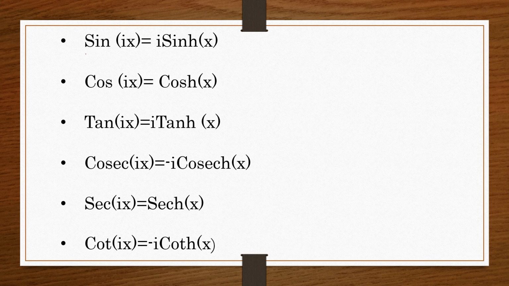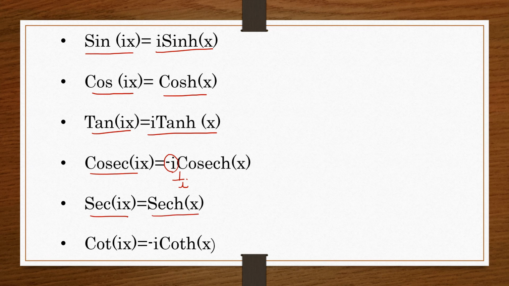So according to this, sin iota x is iota sinh x. Cos iota x is directly converted to the hyperbolic function. Tan iota x is iota tanh x. Cosec iota x is minus iota cosech x, or you can write this minus iota as 1 by iota. Similarly, sec iota x is equal to sech x, and cot iota x is equal to minus iota coth x. Now see class, this is very important, so I request you to note down these formulas and then we'll start with the first question.